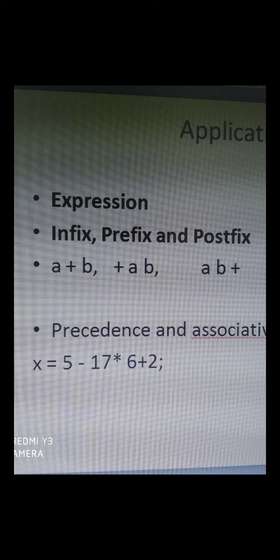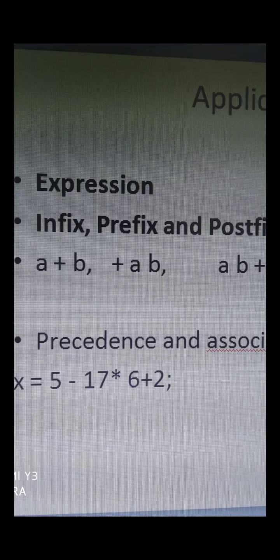Hence if you have the same precedence, then comes associativity. Associativity means in which order I need to evaluate, left to right or right to left. Here I will evaluate from left to right, so first 5 minus 102. It becomes minus 97. Then minus 97 plus 2, and the next answer is minus 95.